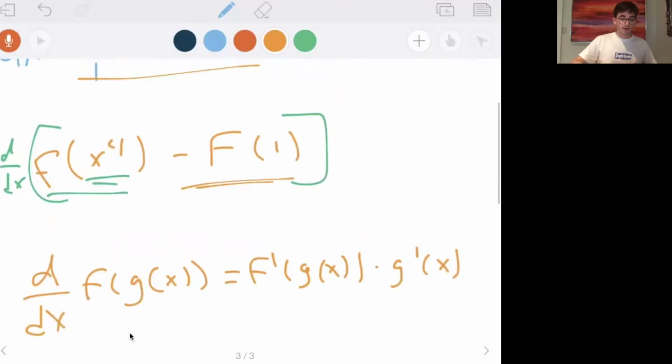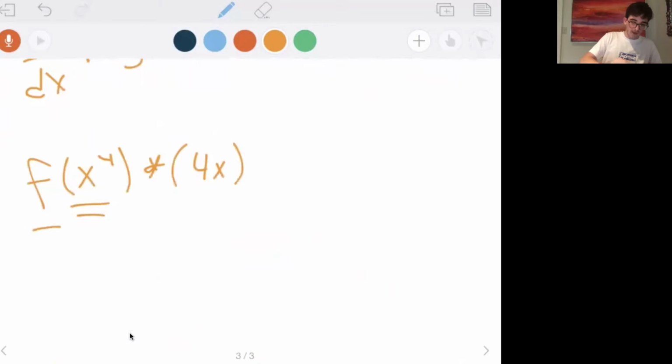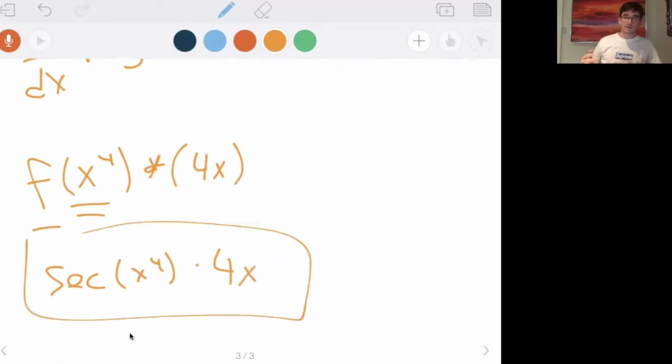We have to put that back into terms of whatever they give us. So since f of x, we decided, was secant x, we just have to plug it back in. So instead of f of x to the fourth, it's going to be secant of x to the fourth times 4x. And right there is your answer.